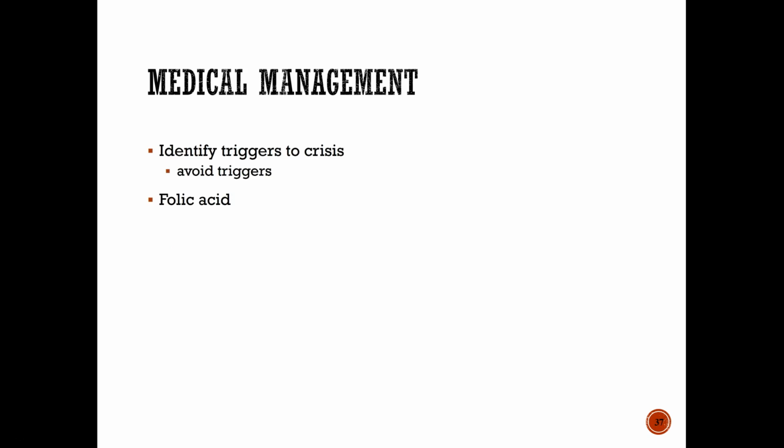You also want to identify triggers to the crisis so that the parents can avoid the triggers at home. They're probably going to be on folic acid prophylactically. They're also probably going to be on penicillin prophylactically, and they're going to be on hydroxyurea, which increases the hemoglobin concentration. Those three meds are kind of the standard at VCU of what their sickle cell patients get outpatient. So folic acid, penicillin, hydroxyurea.